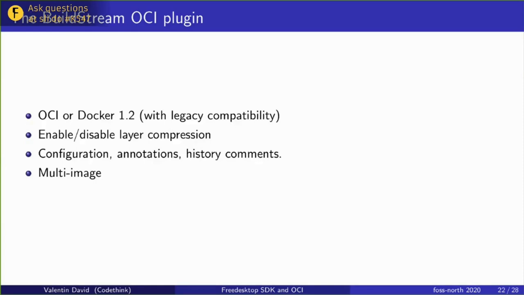We made a plugin to make those elements. Of course, remember the kind in the hello element, which was autotools. Here we make a plugin for OCI, which describes how to build an OCI element. It supports the OCI specification and also the Docker image specification 1.2. It's not Docker 1.2, it's a specification with legacy compatibility. We can also do things like enable or disable layer compression. There is a configuration annotation. We can add commands in the history. There is support for multi-image, but I have not tested that very well. But there is support for that. So I've tried to go through the whole specification and implement as much as I can, because I think most of it is available.